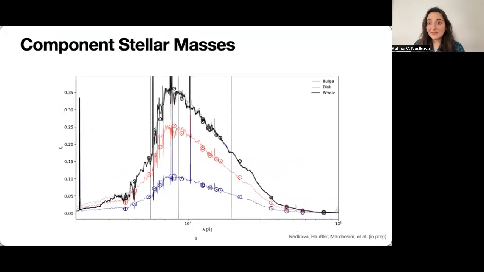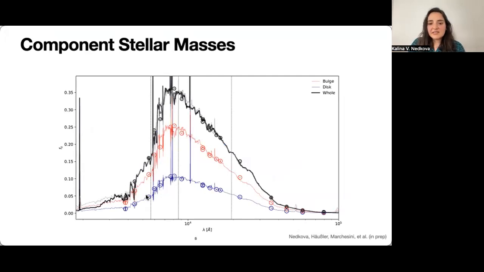Okay, the other method for obtaining stellar masses that we've used is using the bulge to total ratio to determine the flux in the bulge and in the disk. So what we've done is we've taken the total flux and used the bulge to total ratio to find the bulge flux and the disk flux. And we fit these with a code called FAST.